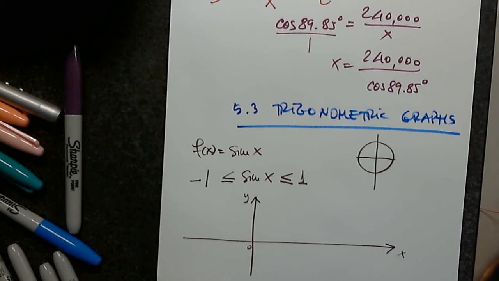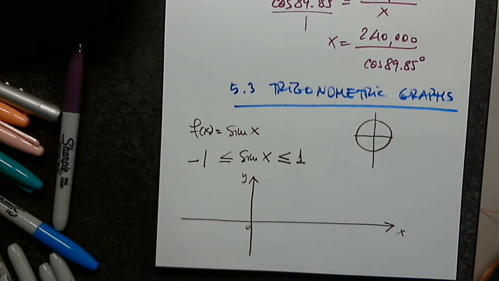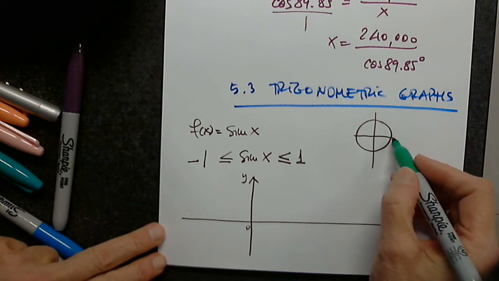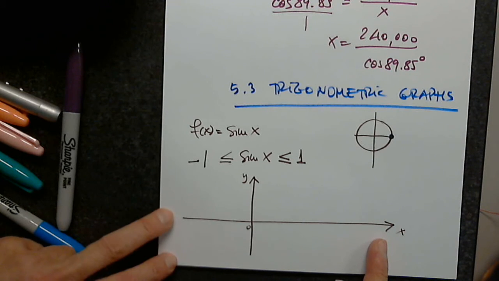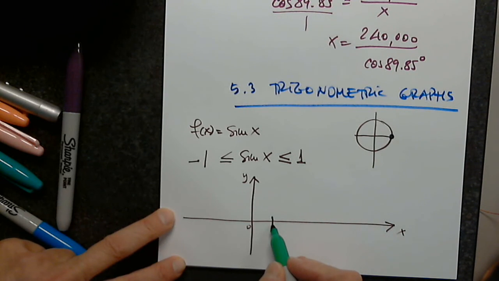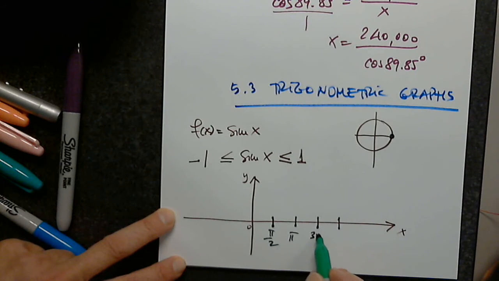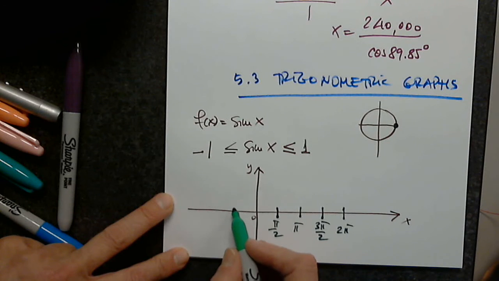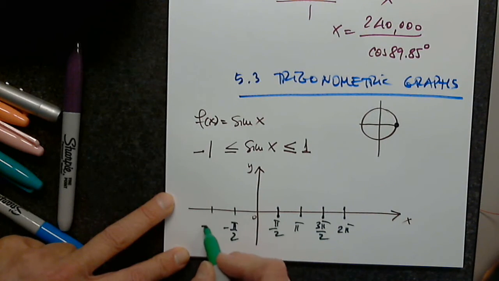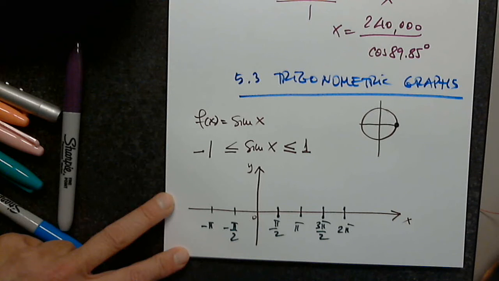So let's complete a full rotation around the circle. And let's start here at 0, 0, of course. I'm going to divvy up the x-axis in the following way. Pi over 2, pi, 3 pi over 2, 2 pi. Same in the other direction. Negative pi over 2, negative pi, and so on and so forth.